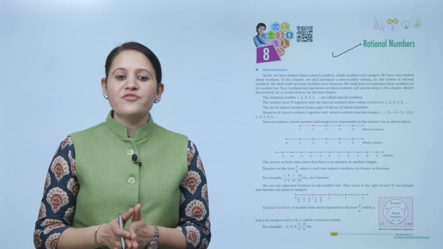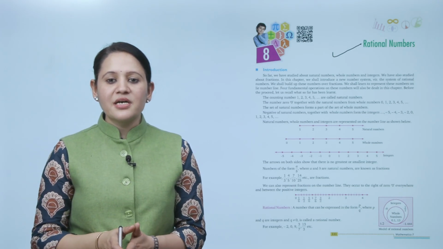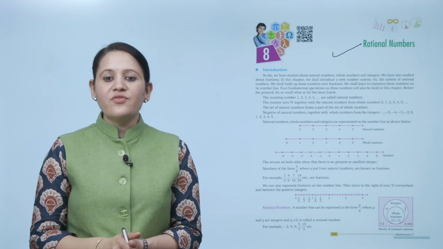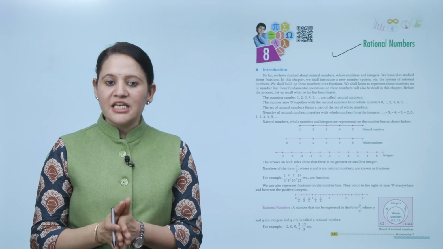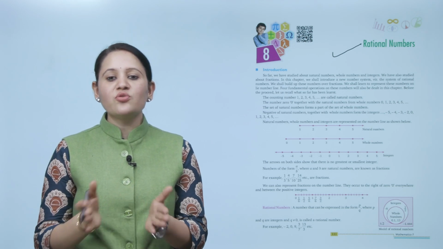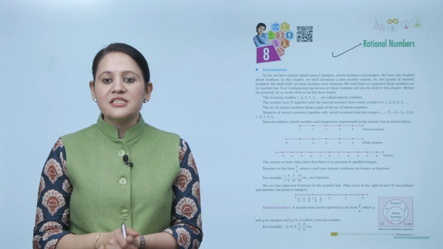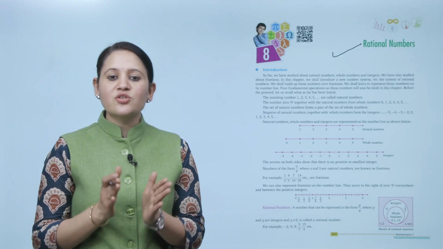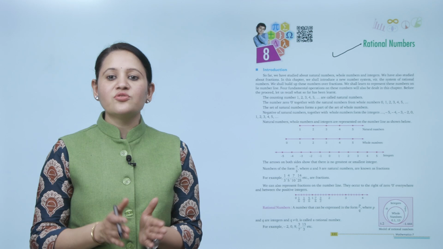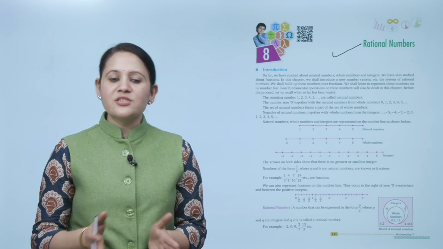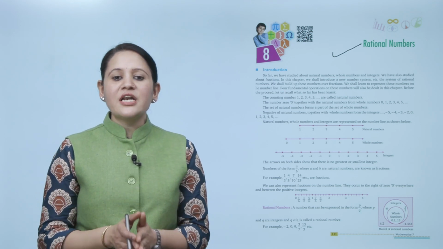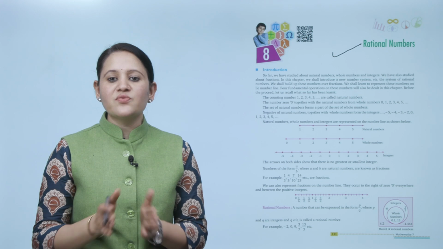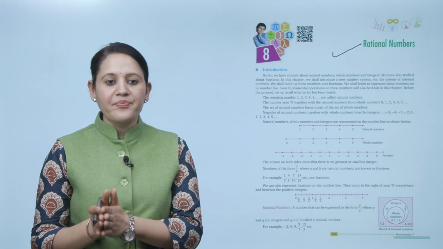Introduction. So far we have studied the natural numbers, whole numbers and integers. We have also studied fractions. In this chapter we shall introduce a new number system, the system of rational numbers. We shall build up these numbers over fractions. We shall learn to represent these numbers on the number line. The four fundamental operations on these numbers will also be dealt with in this chapter.